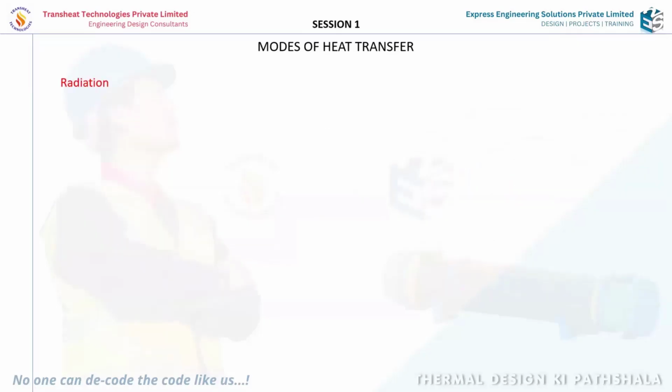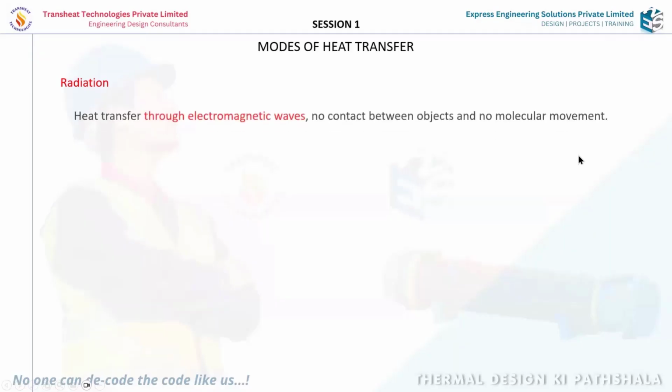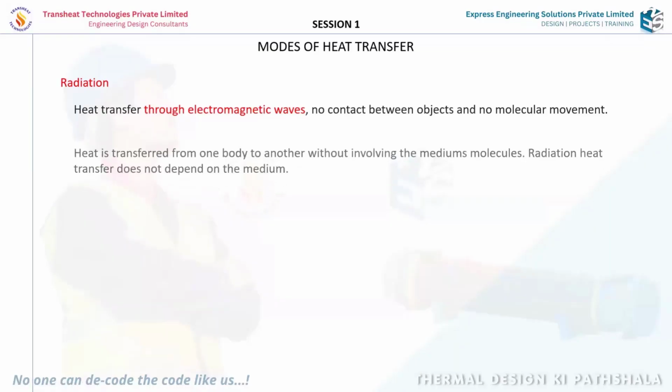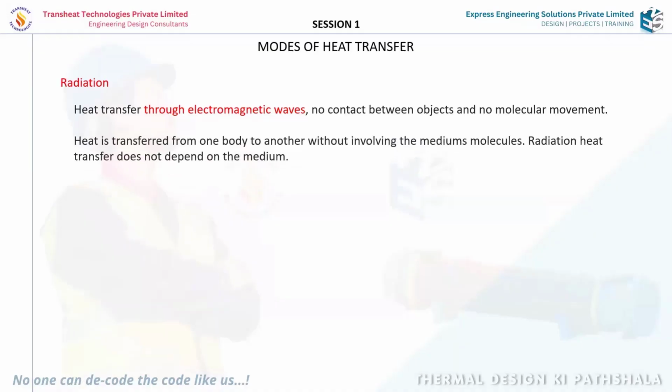Now, the third mode of heat transfer is radiation. Unlike conduction and convection, radiation does not require either a medium or a contact. It simply happens through electromagnetic waves. There is no contact between objects and no molecular movement involved in radiation. So it does not involve the medium. Heat transfer by radiation occurs even in vacuum. It's not necessary that there should be some medium through which radiation occurs. The medium is not required for radiation.